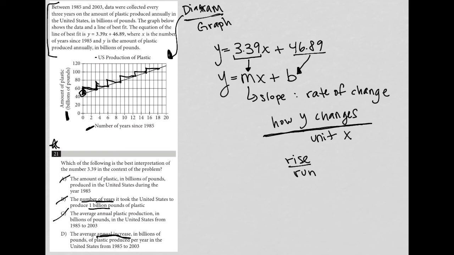So this idea of the average annual increase in billions of pounds of plastic, which is the y value, right? So that's how does y change per year in the United States from 1985. So the per year is our unit of x, right? Because x is in years. So per year is our unit x. So D is the best answer for those reasons.